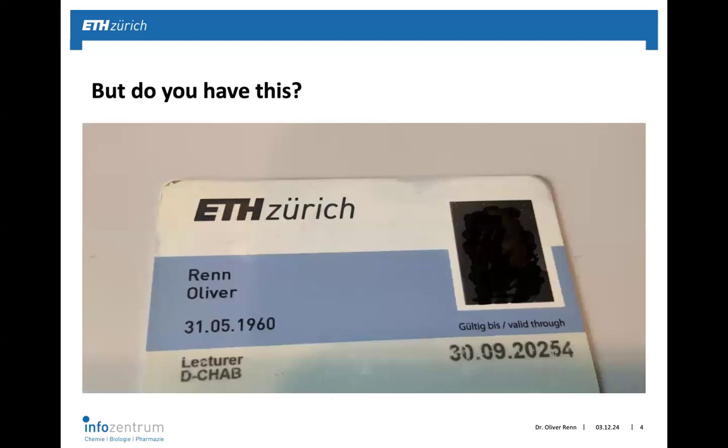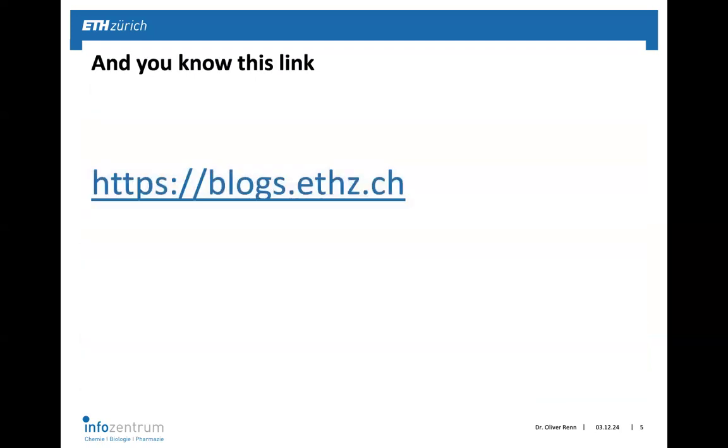And this card was recently extended to 2055. So that means I will have for another 20,000 years access to WordPress, but probably I have to work also at ETH. I hope I can retire next year. And you need to know this link, blogs.ethz.ch.